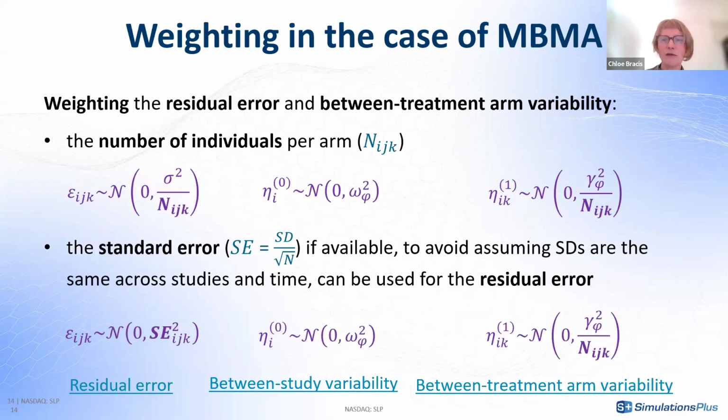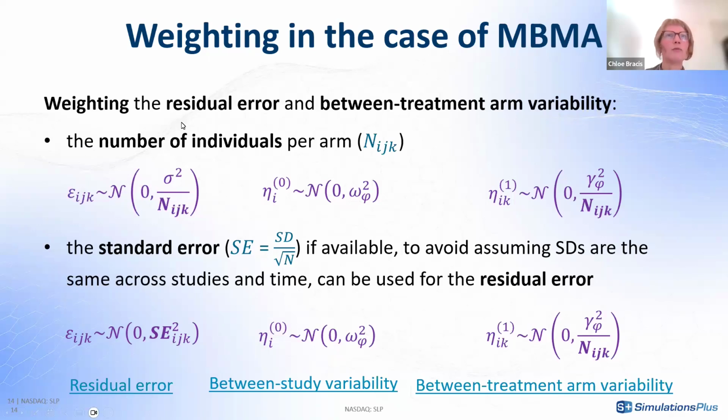What we can also use, if it's available, is the standard error. So recall the standard error is just the standard deviation divided by the square root of the sample size n. And if it's available, this is good to use because this way we avoid assuming that the standard deviation is the same across studies.